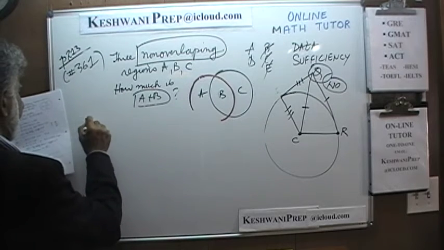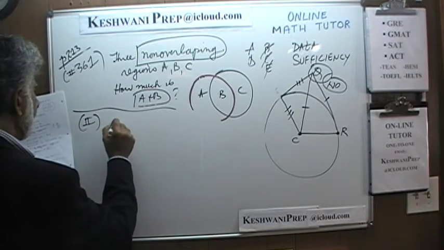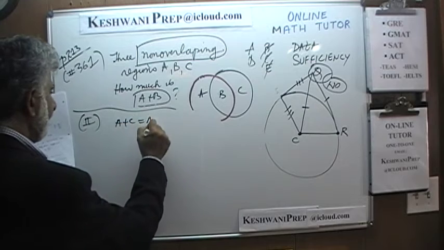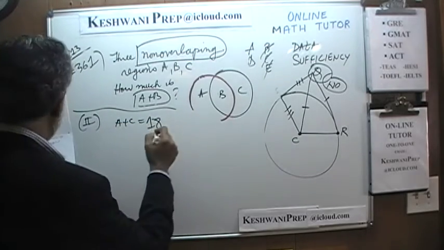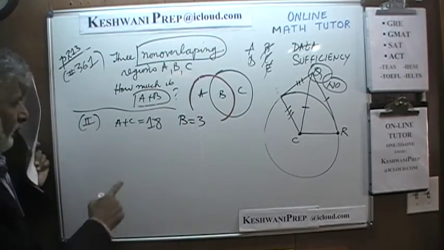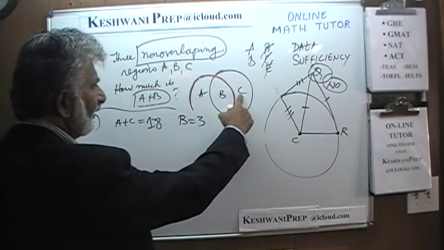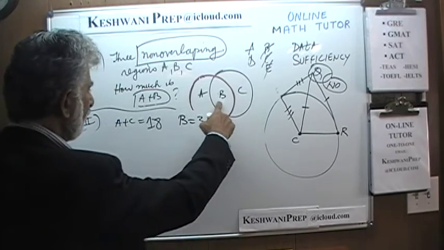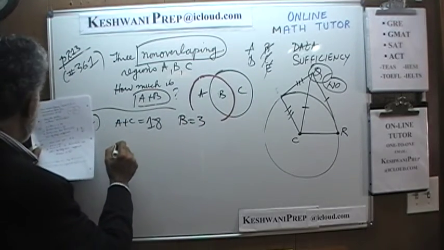The second statement says that A plus C is 18. A plus C is 18. And they also go on to say that B is 3. Well, there you go. If A plus C is 18 and we know what B is, we can figure out A plus B.